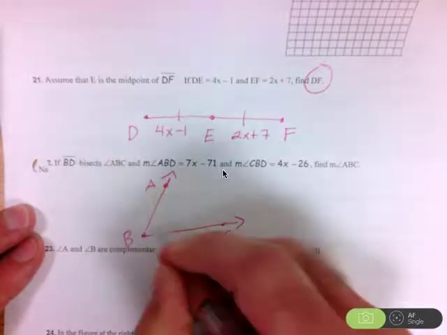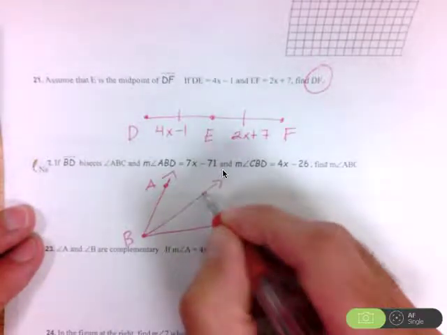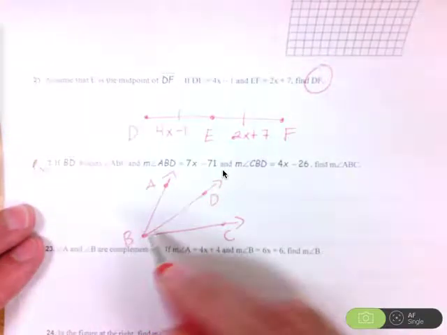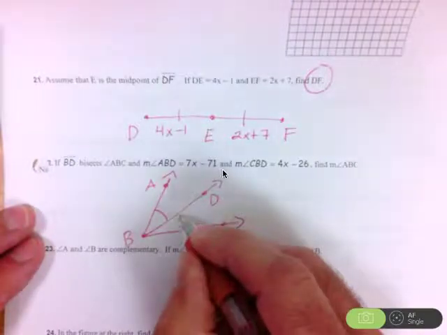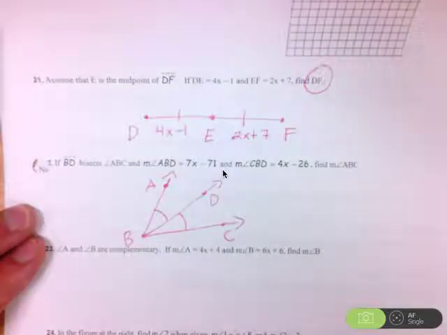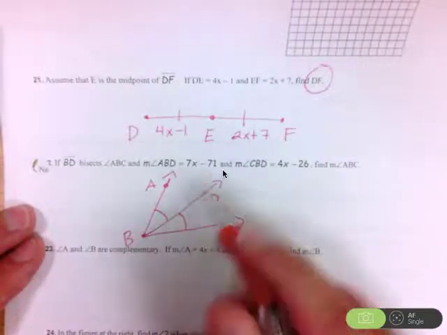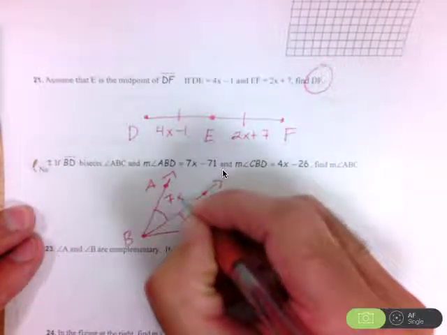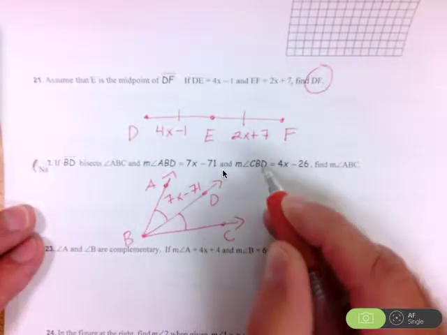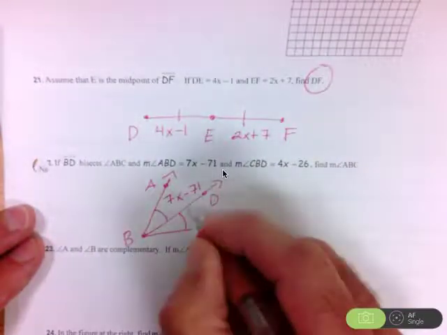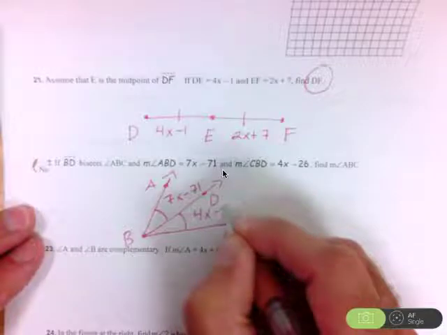The ray BD is a bisector. So that ray from B to D has to split the angle up into equal parts. So ABD is right here. I'll label it as 7x minus 71. And CBD, that's right down here, I'll label that as 4x minus 26.